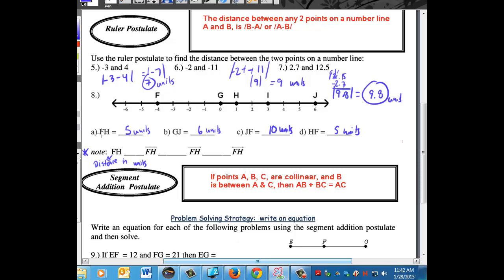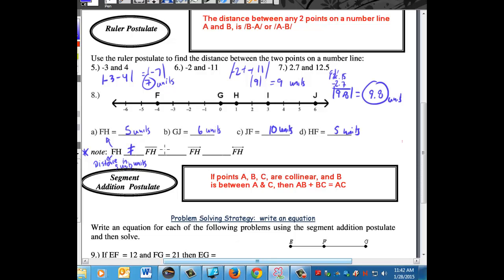Therefore, FH in this problem referred to 5 units. So we have 5 units. Segment FH is just segment FH. There's no unit, length, or distance attached to segment FH. So these two are not equal. They are not the same thing.